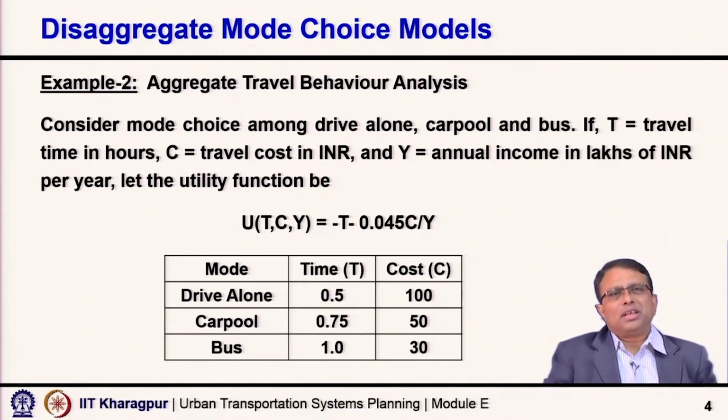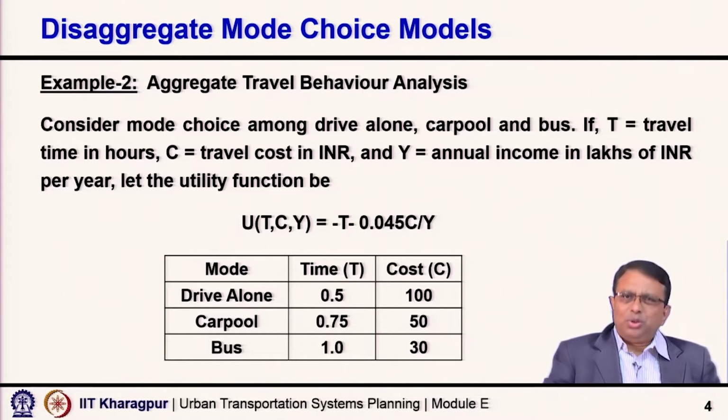Let us take this example. Consider mode choice among drive alone, that is, using a private vehicle alone. Second is carpool, where a particular vehicle is shared by 2, 3 or 4 known people, sharing among known people. And then the third option is use of bus. The utility is expressed in terms of, as I have shown, minus t minus 0.045 c by y.